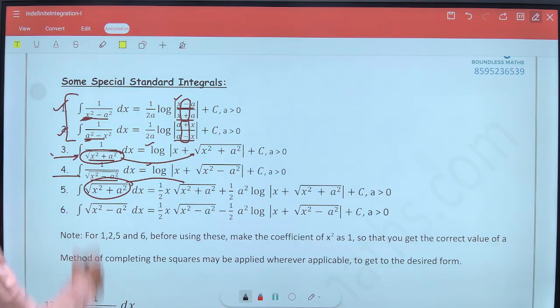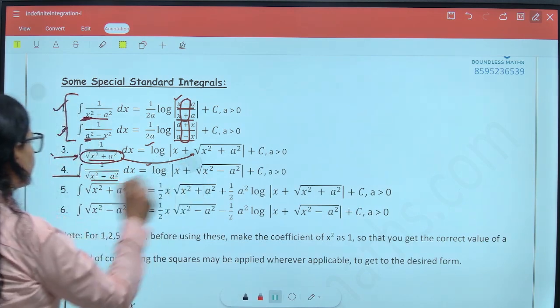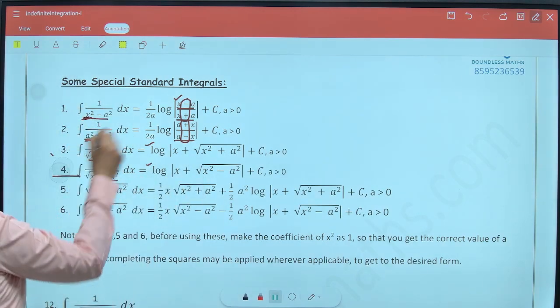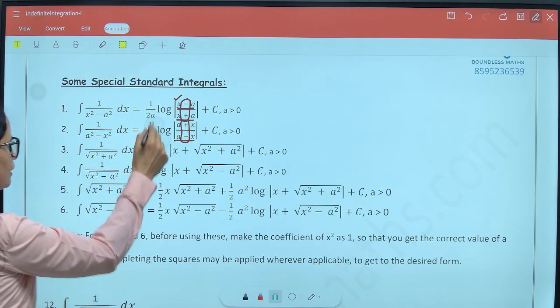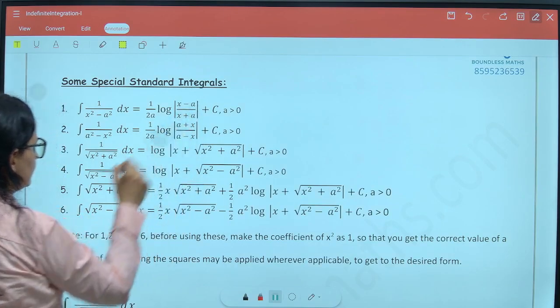Now if you look at all these standard formulas, these are standard integral formulas that you need to use in the questions directly, looking at the pattern of the question. If it is following any of these patterns, you have to use the formula directly.